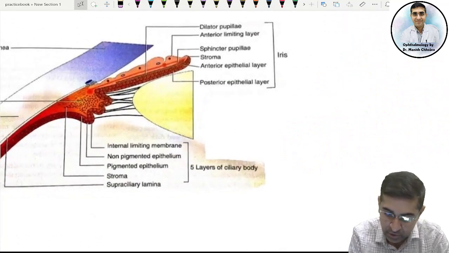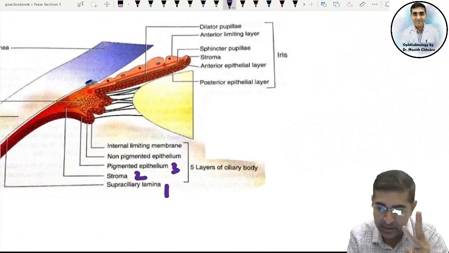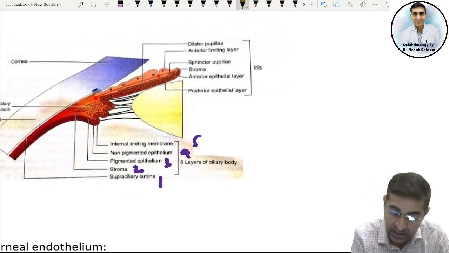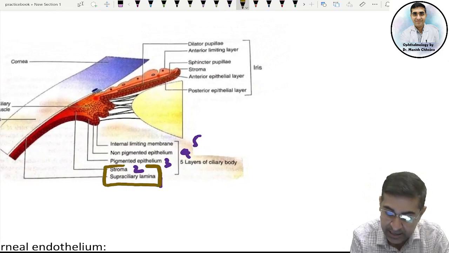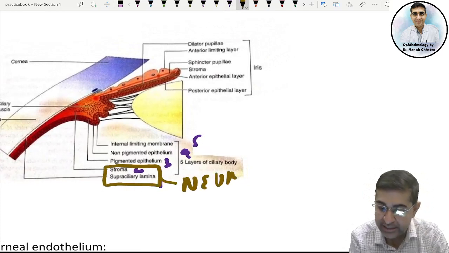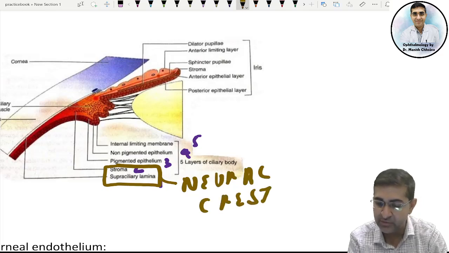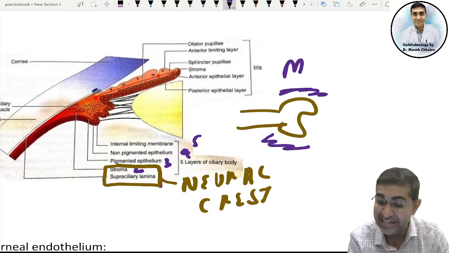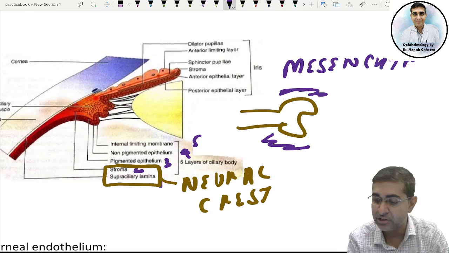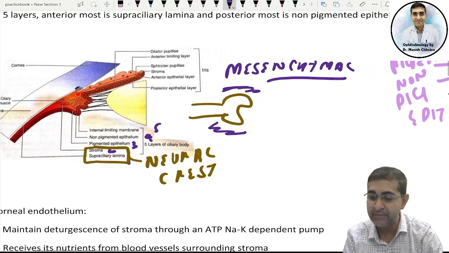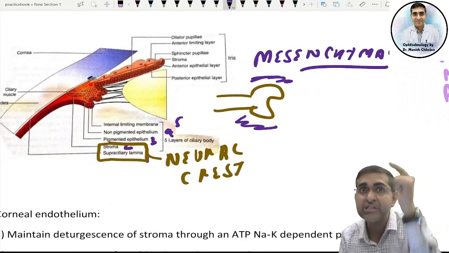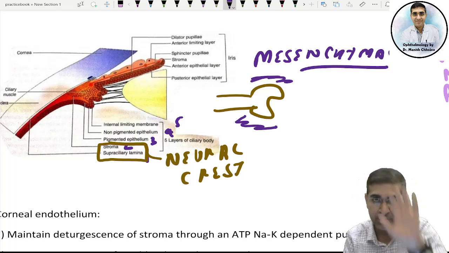Just check this out. From outside: supraciliary lamina, then stroma, then pigmented epithelium, then non-pigmented epithelium, then inner limiting layer or inner limiting membrane. Now please understand, this stroma and supraciliary lamina are formed of neural crest. How neural crest? When there is this optic cup, it is surrounded by a mesenchymal tissue. This mesenchymal tissue gives rise to neural crest cells, which later form stroma and supraciliary lamina. I hope it is understandable. So these are 5 layers.